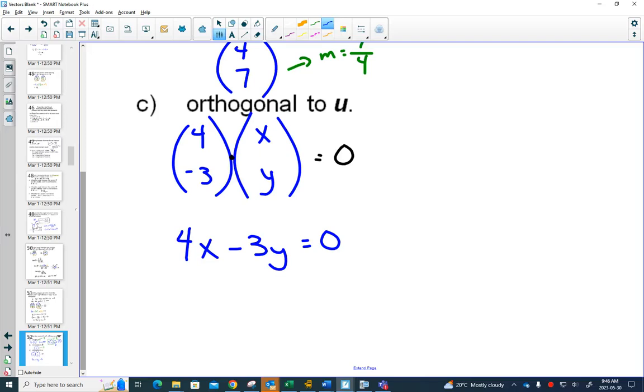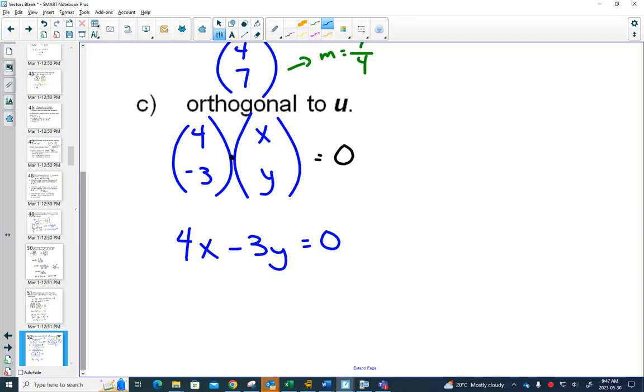You could do some guessing and checking. There are many answers that work for this. In fact, you could plug in anything for x and solve for y, and you would be right, because there's an infinite amount of answers. Okay?